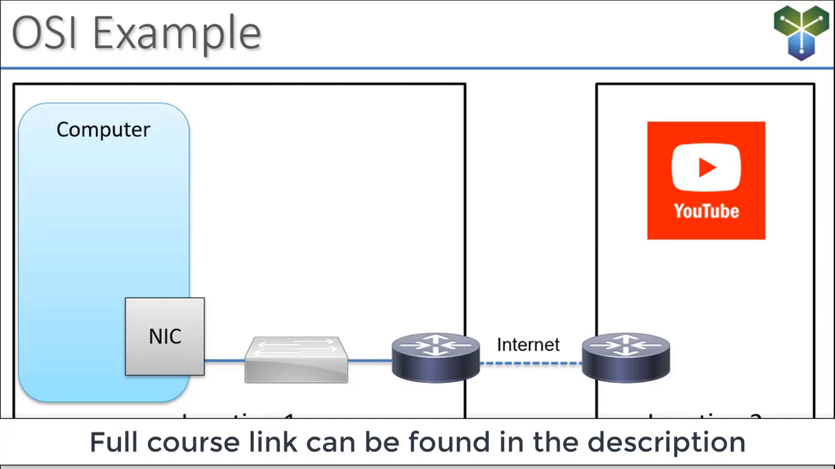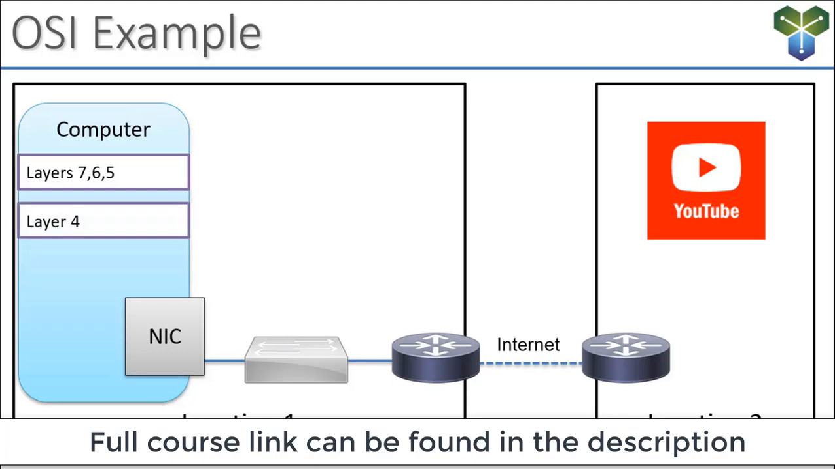In this example, let's assume that I'm on my computer and I want to upload a video to YouTube. That's going to involve all 7 layers of the OSI model. I'm going to create this video, and then I'm going to launch my web browser and go to YouTube. That web browser is handling layers 7, 6, and 5, the application, presentation, and session layers. The layer where we really start to get concerned as networking people is layer 4.